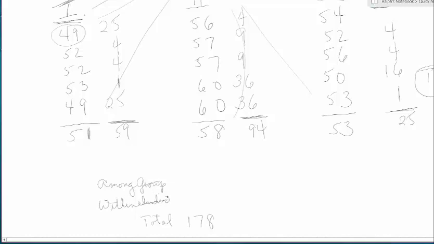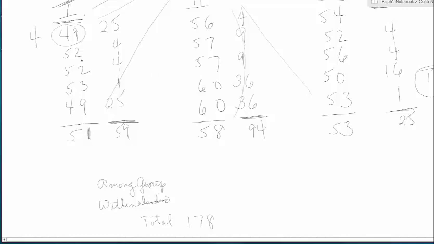And let's see if we could figure out what the within is. Now what does the within do? The within takes every individual in a group and compares them to the within group average. So in group 1, the within group average is a 51. So now let's take the first person in group 1, compare them to their group average, which is a 51. That's a difference of 2 units. Square it, you get 4.